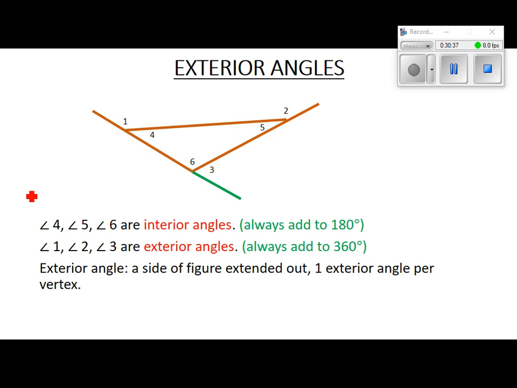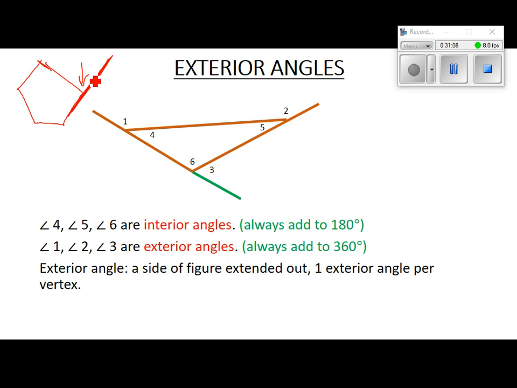You can make an exterior angle of any shape. It doesn't have to be a triangle. It could be a rectangle, pentagon, hexagon, whatever. So if I have this pentagon, I make an exterior angle just by picking one of the sides and extending it straight out. That's an exterior angle. So it's got to go straight out. Whatever shape it is that you pick, you extend one of the sides straight out, that's an exterior angle.